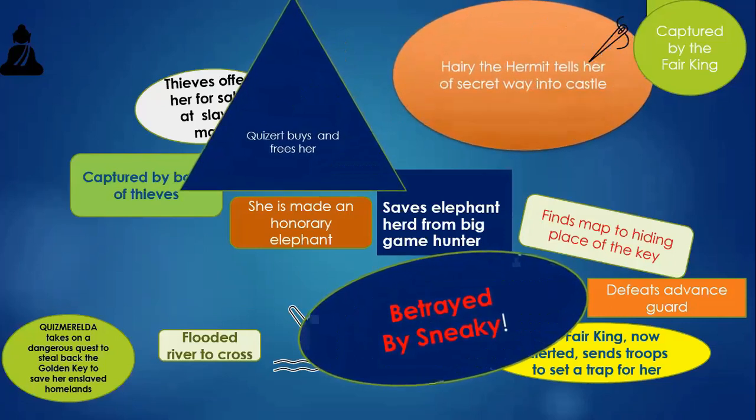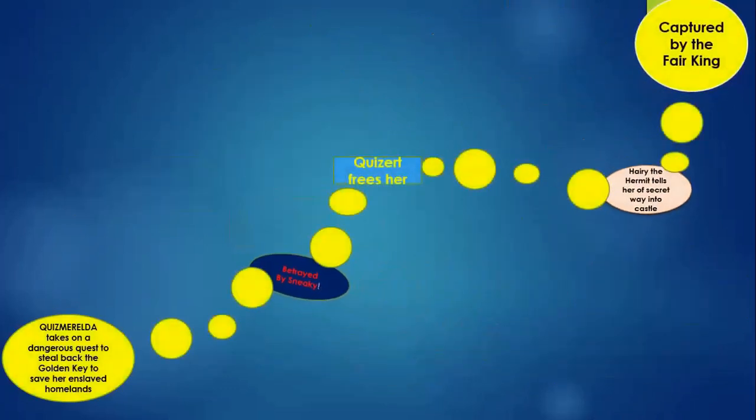Of course you did. Let's simplify it even further. Here's the main plot line. Follow the yellow brick road. And it starts with Quizmerelda making that decision. And, well, it doesn't actually end with her being captured by the fair king. That's just the start of the end. Of course, we have the darkest moment and her triumph when she gains the golden key.